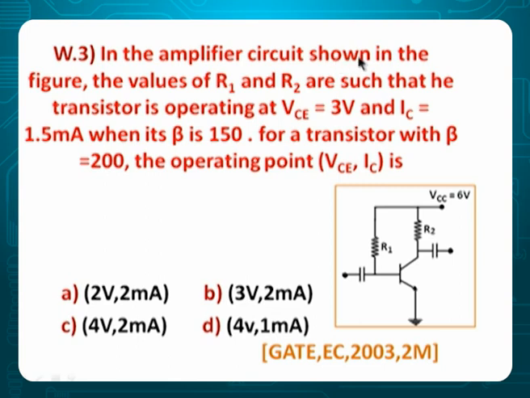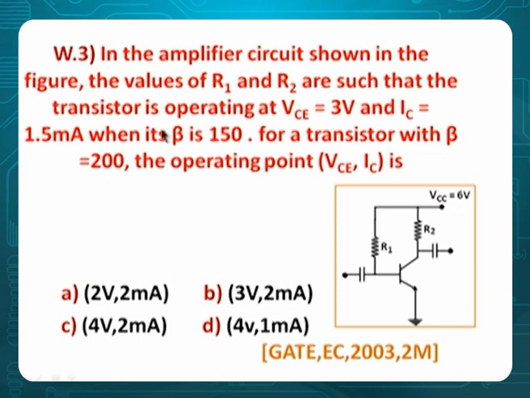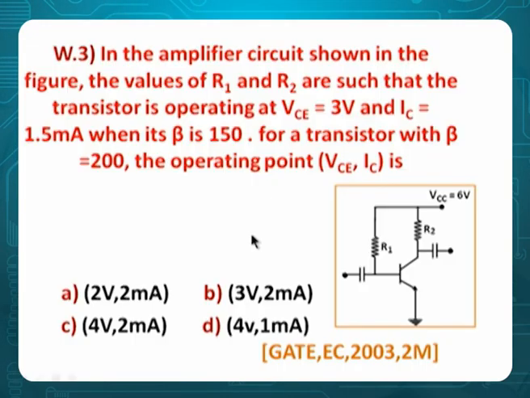Question number 3. In the amplifier circuit shown in figure, the values of R1 and R2 are such that the transistor is operated such that VCE is 3 volts and IC is 1.5 milli when the beta is 150. The transistor with beta 200, what is the operating point? He is trying to change the values of beta here. For different values of beta, how does the circuit get affected? The Q point with 150 is given and he is asking the Q point with 200.